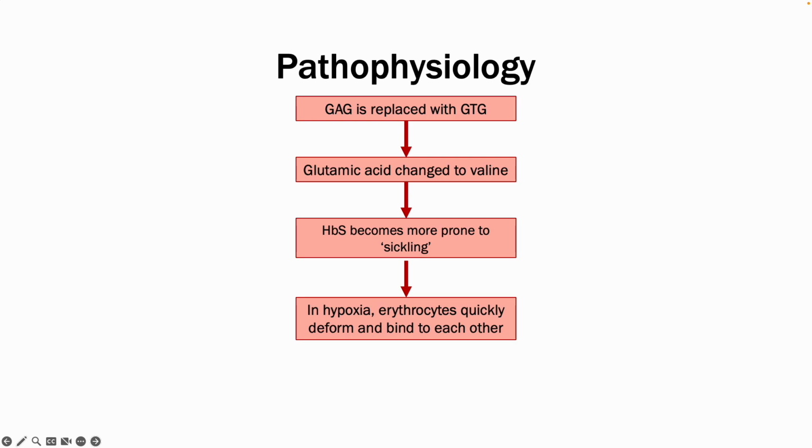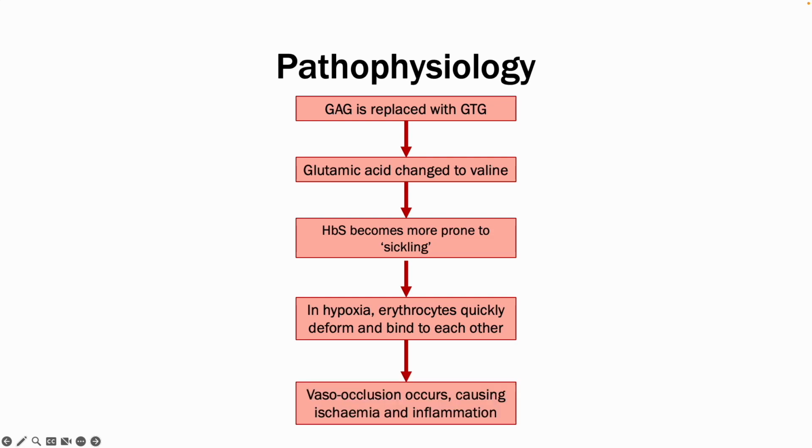And during hypoxia, those erythrocytes quickly deform and bind to each other and are therefore prone to sickling as a result and turn rigid and crescent-shaped. This can cause vaso-occlusion, and that in itself causes ischemia and inflammation due to those HbS tetramers binding to each other and polymerizing, especially in smaller blood vessels.